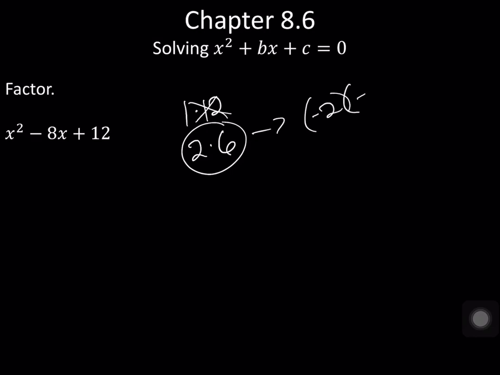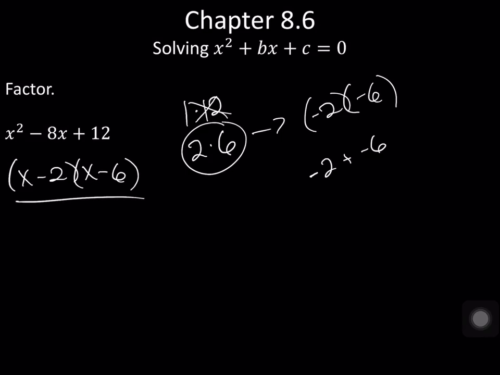-2 and -6? Does that still multiply to give me a positive 12? Yes. Can I add them together? -2 plus a -6. Can I add those together to get a -8? Yes. So then the numbers I'm looking for are -2 and -6. So this factors as x minus 2, x minus 6. And that's factored form.